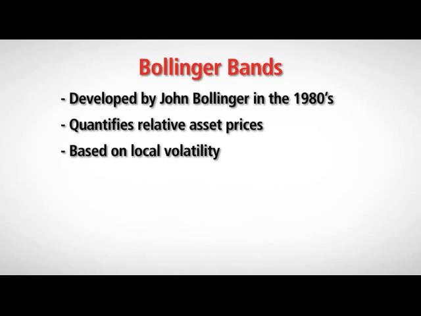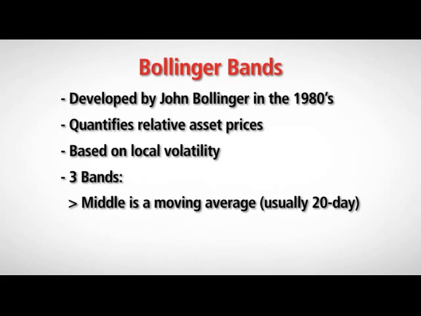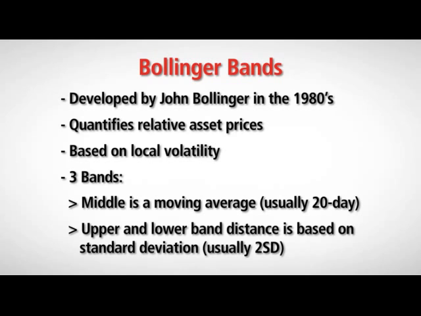And he did this by drawing 3 lines or bands. The middle band is a moving average, usually a 20-day or a 20-period moving average. And the upper and lower bands are drawn so that the distance between them is 2 standard deviations typically. You could use any, but the standard is to use the number 2 standard deviations. So what does this mean? Well, in periods of low volatility, the bands will be really tight around that asset price. And in periods of higher volatility, the bands will spread wider to give the asset some wiggle room.